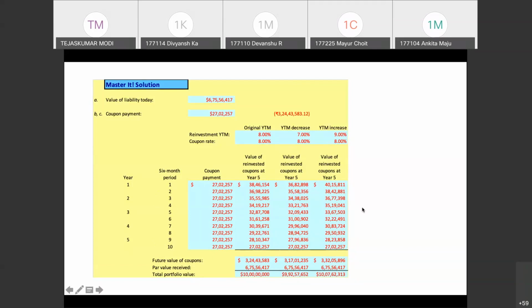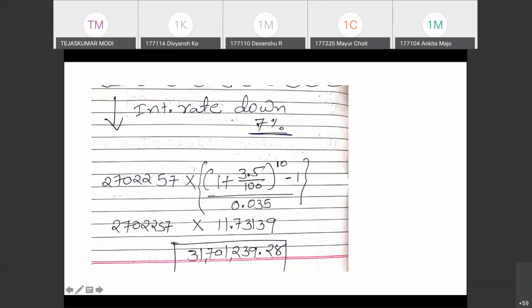You see? So when I'm discounting at the same rate, the answer has to be same. When the discount rate as well as the coupon are same, it has to be the same, right? I hope you are able to follow this, guys.